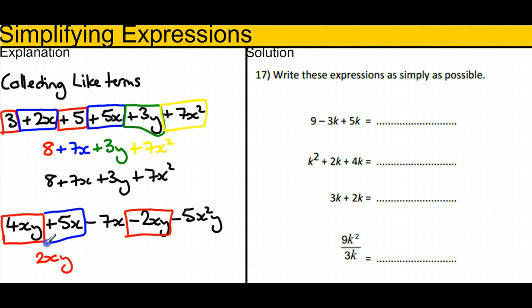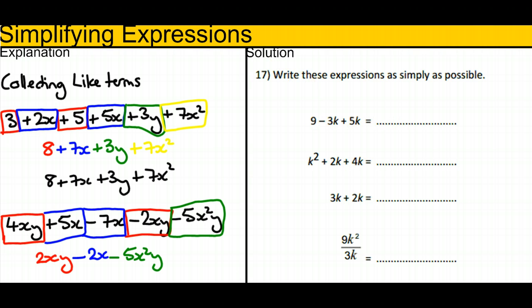I've got a 5x, and I've got a minus 7x. So that means there's more negatives than positives. If I do 5x, take away 7x, I end up with minus 2x. And don't be tempted to try and do anything with this one. It's not a like term, so you can't combine it with any of the others, and you've simplified that expression. Based on that, you might want to have a go at the questions on the right hand side, so pause the video and then press play when you're ready to see if you've got them right.